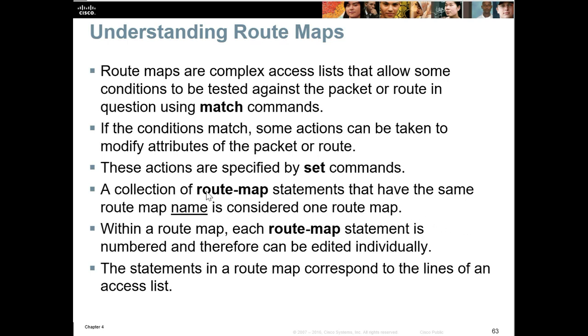Okay, so kita referkan route map ni menggunakan nama. Okay, so a collection of route map statements that have the same route map name will be considered as one route map. So kalau kita masukkan beberapa statement menggunakan nama yang sama, they will be under the same group lah. Okay, so within a route map, each route map statement is numbered and therefore can be edited individually. So same like ACLs, we use sequence number untuk refer kepada setiap line ataupun setiap entry, ACE entry dalam ACL.